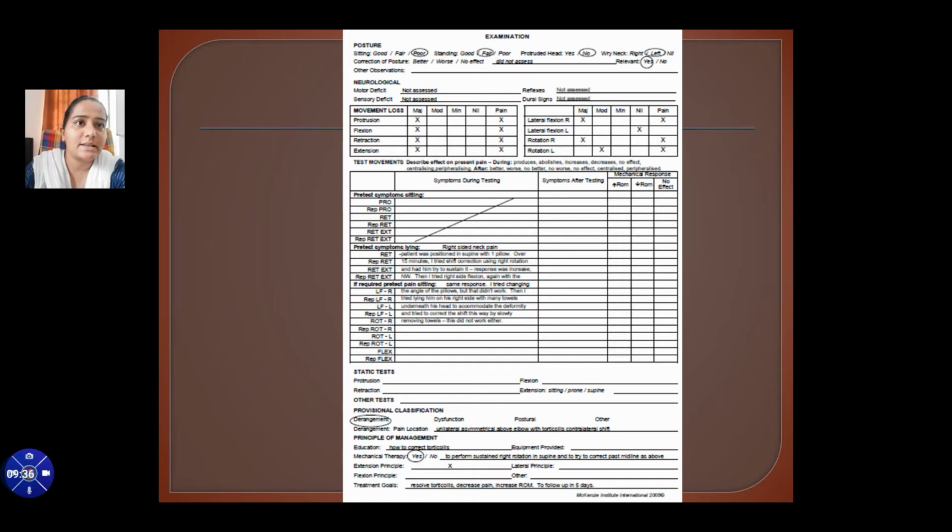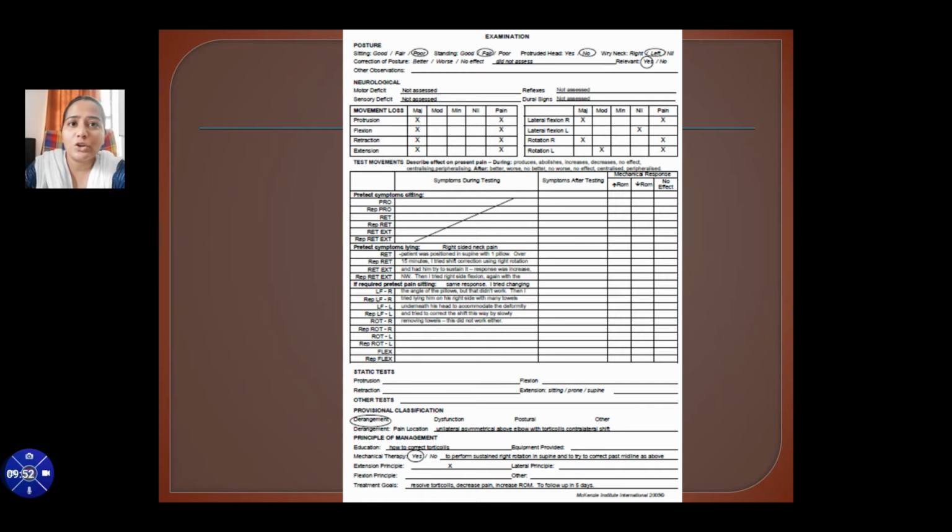Then next is the standing posture, whether it is good or not, whether the patient is having wry neck or not, and whether a protruded head is present or not. And if you are doing correction of the posture, then whether the patient is having any relief or not can be marked.